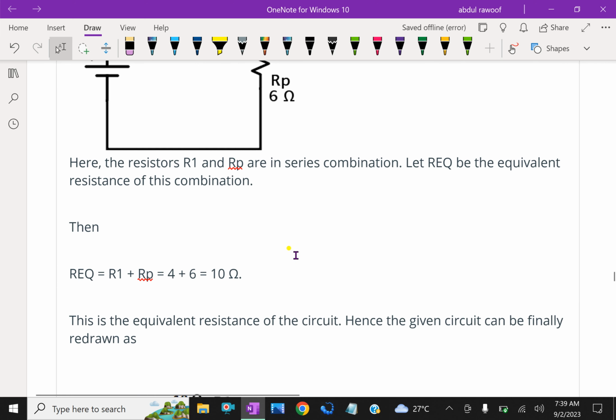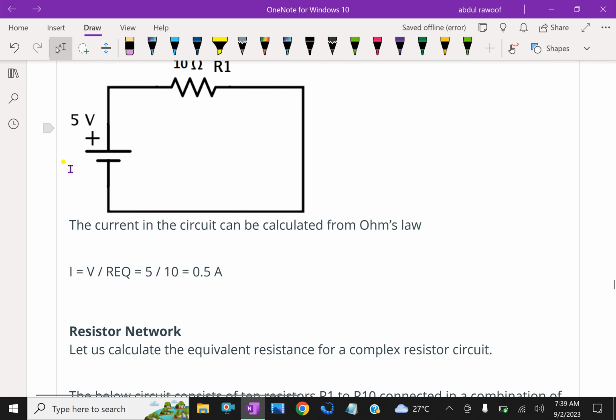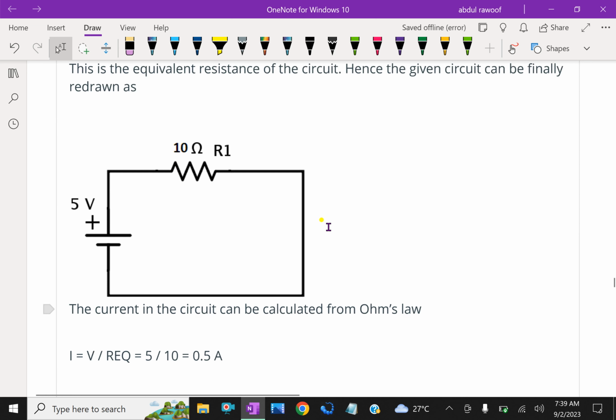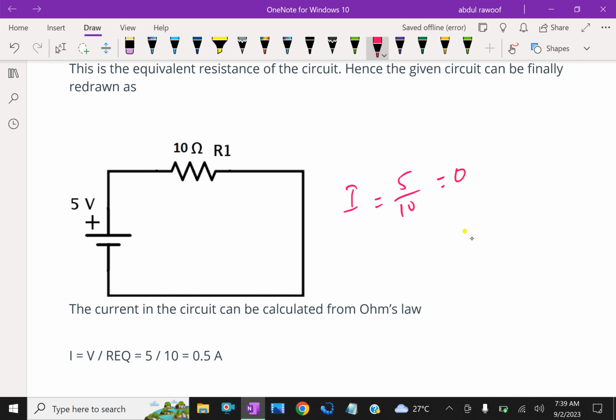Finally, this circuit is the final circuit. Now, suppose you want to calculate current. Current is V by R, 10 ohm is the resistance, that is 5 over 10 equal to 0.5 amps.